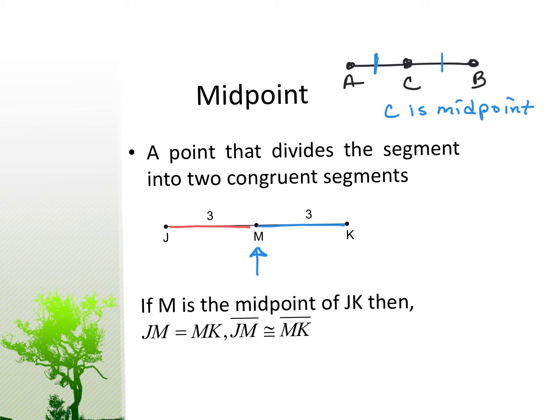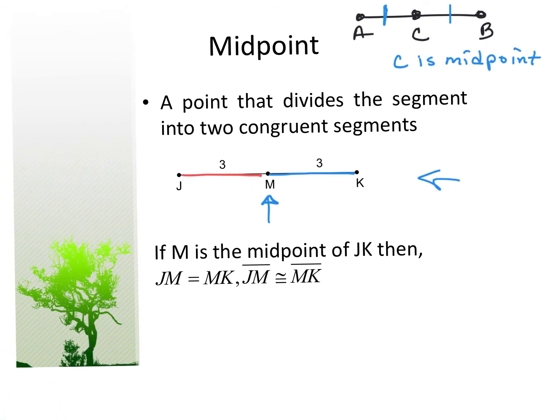If M in this picture here is the midpoint, then you can tell that JM is equal to MK. So if you don't get any markings on your segment or any numbers, as long as they give you this statement that M is the midpoint, then you can conclude that those two pieces have the same size. You can either say that they're equal or that they're congruent.